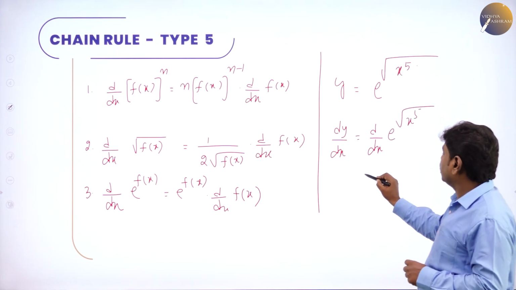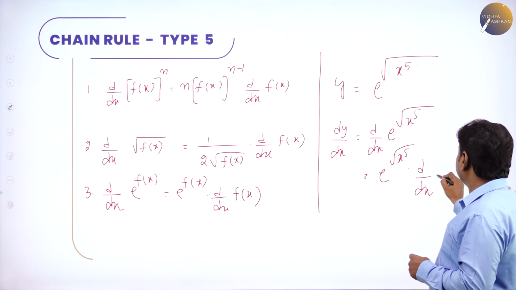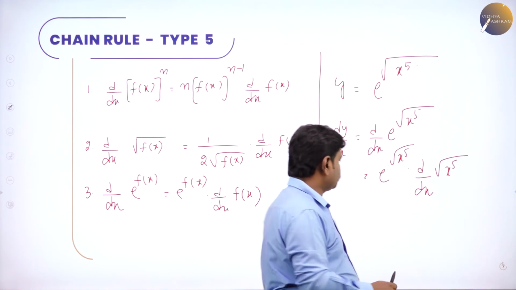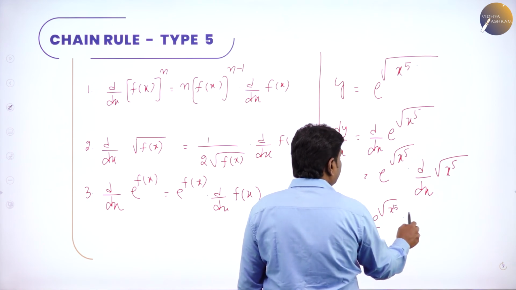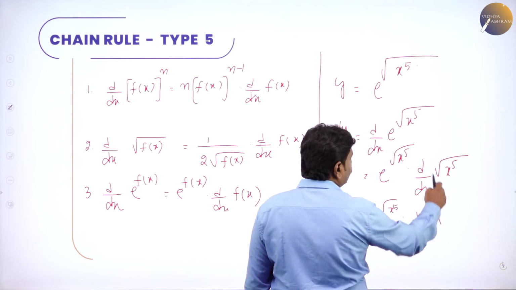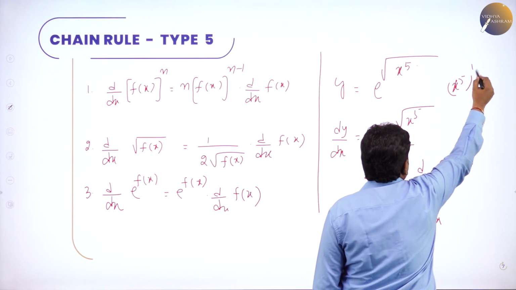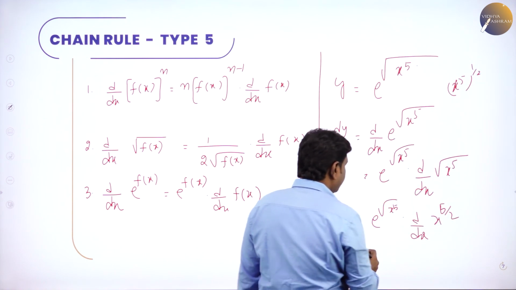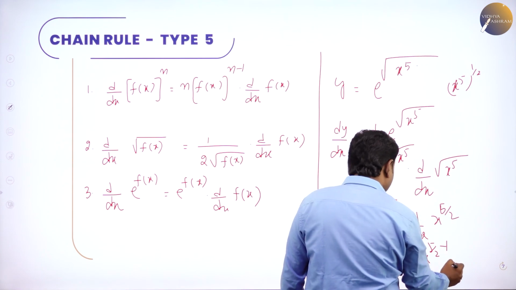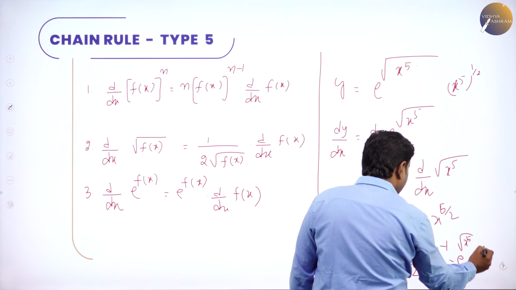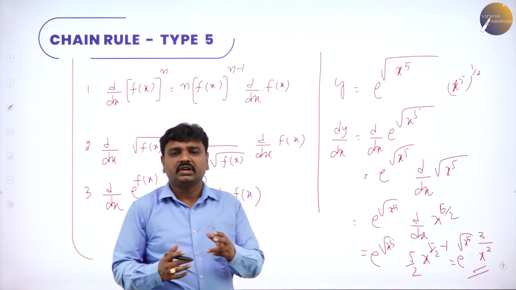It is in the form e power f of x. What is the derivative of e power f of x? It is e power f of x into d by dx of the internal function. The internal function is root x power 5. Further, you can do it in two forms. Can I write root as power 1 by 2? Root means x power 5 whole power 1 by 2, it will become x power 5 by 2. Now you can use the x power n formula. E power root x power 5 into, x power n derivative is 5 by 2 into x power 5 by 2 minus 1. That is e power root x power 5 into, take the LCM, 2 is the LCM, 5 minus 2, 3 by 2. Like that we can apply this and solve.